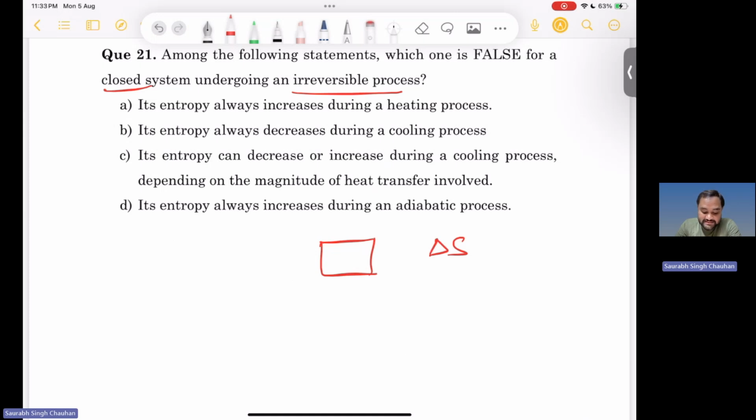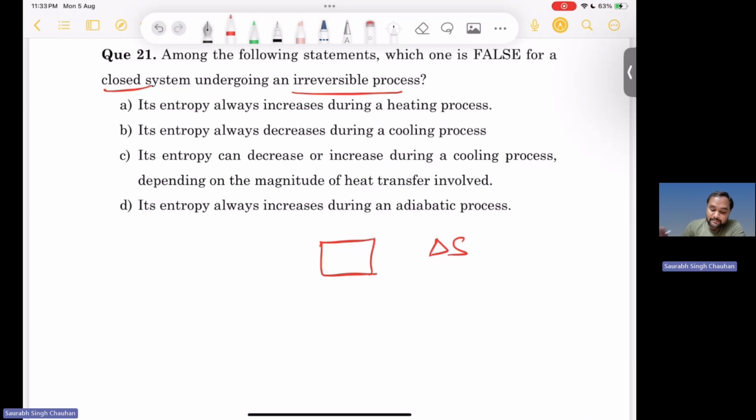And part D says that entropy is always increasing during an adiabatic process. Yes, this is also correct, because during an adiabatic process, there is no heat transfer. So the entropy change associated with heat transfer is zero, but there is an irreversible process going on. Because of that irreversible process, there will be a positive entropy generation. So the sum of the two quantities will be positive. So entropy will increase during an irreversible adiabatic process. So part D is also true.